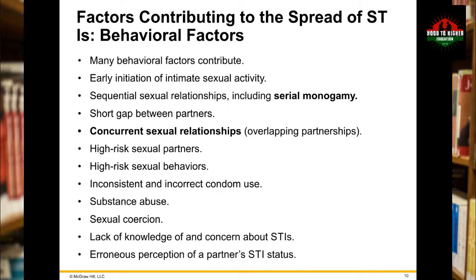So you might be with a partner that is promiscuous, or somebody that is a drug user would be considered high risk. High-risk sexual behaviors, inconsistent and incorrect condom use, substance abuse, sexual coercion, the lack of knowledge of and concern about STIs, erroneous perception of a partner's STI status.